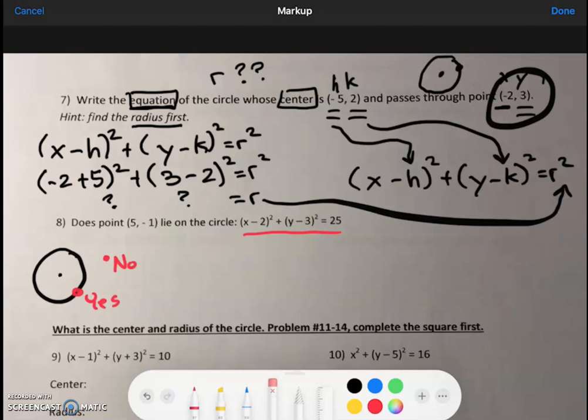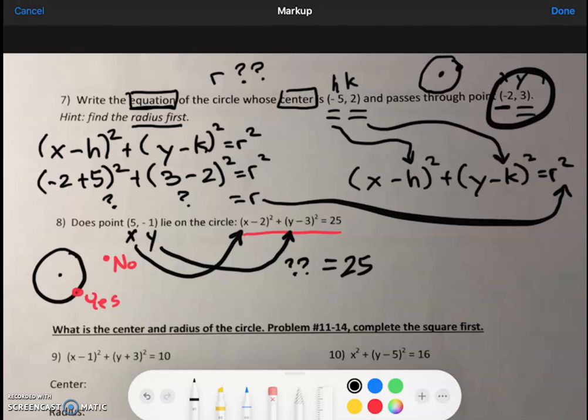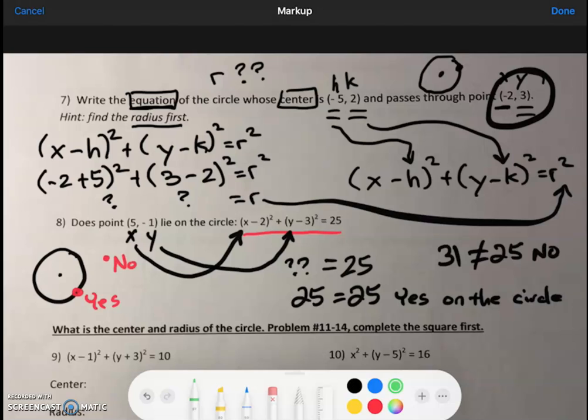What you would simply do is take this point, which is an x value and a y value. You just plug in the 5 here, plug in the negative 1 for y here, plug in those numbers and see if it equals 25. Do all the calculations and see if it equals 25. If it says 25 is equal to 25, then you say yes, it's on the circle. If it's something like 31 is not equal to 25, then you would simply say no, this point out here is not on the circle.